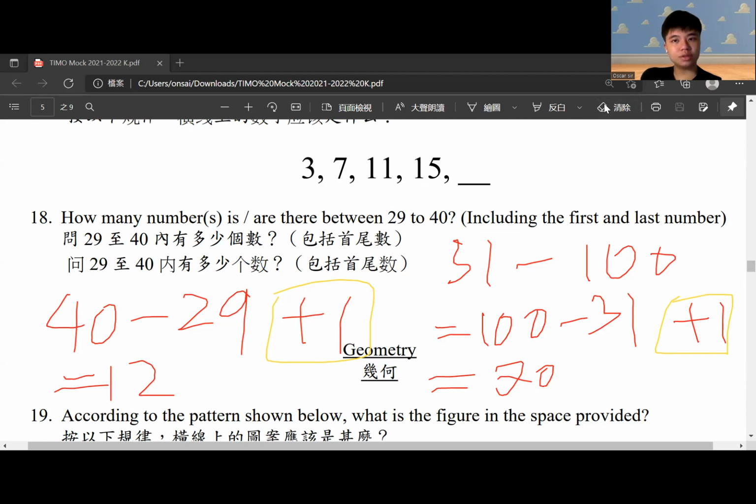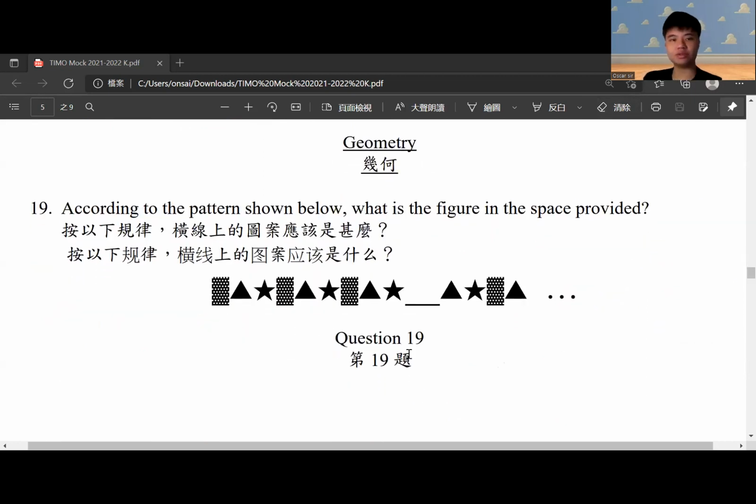So we go to the geometry. According to the pattern shown below, what is the figure in the space provided? We need to practice this again and again, because this is a very big chapter in mathematics. Some people say this is the rectangle. So let us check, is this the correct answer? This is a very big skill in mathematics. We are always trying to figure out the pattern.